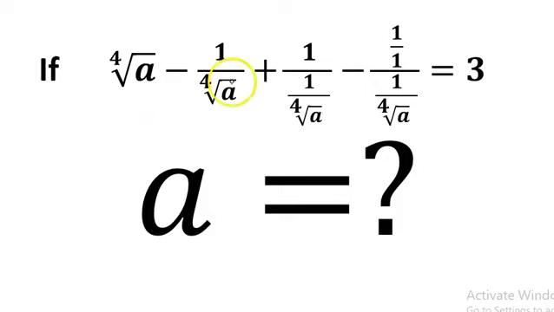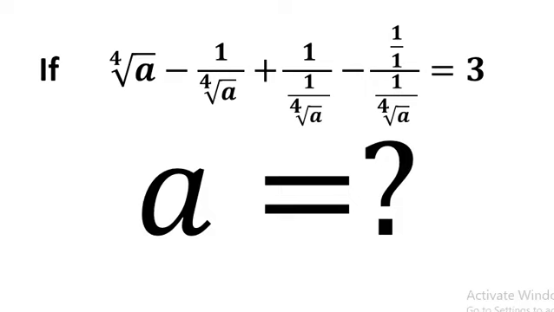In this video, I'm going to find the value of a if the fourth root of a minus 1 over the fourth root of a plus 1 over 1 over the fourth root of a minus 1 over 1 over 1 over 1 over the fourth root of a is equal to 3. So let's see how we are going to solve this question.